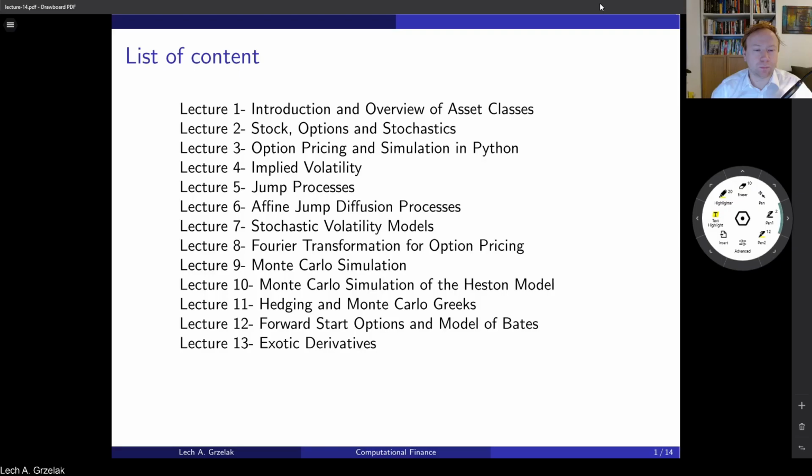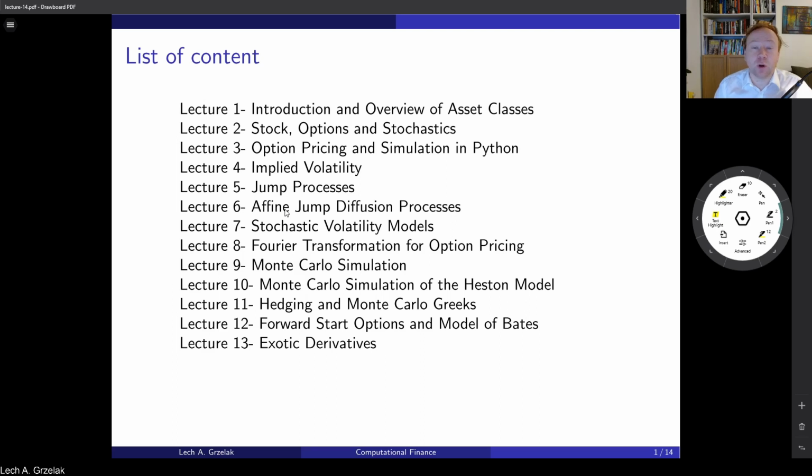So today we will just go through all the lectures that we have covered, and I will highlight the most important subjects that we have discussed in this series. As you can see in this series, we have covered a rather broad spectrum of the topics in computational finance. We started with the introduction, some general settings about the stochastic differential equations, stochastic processes, and options.